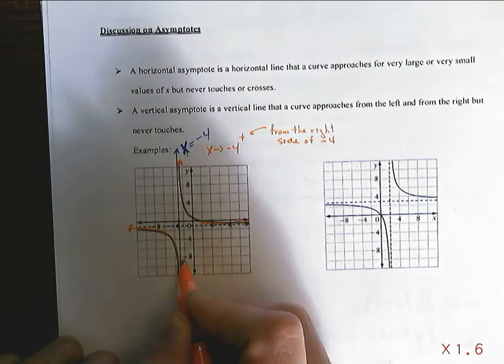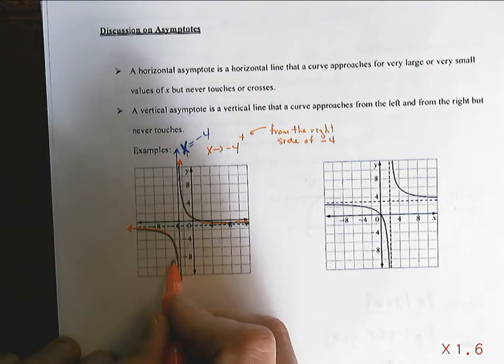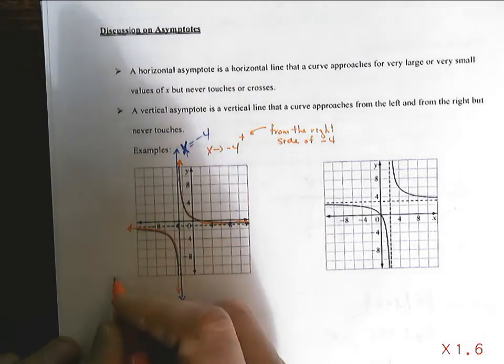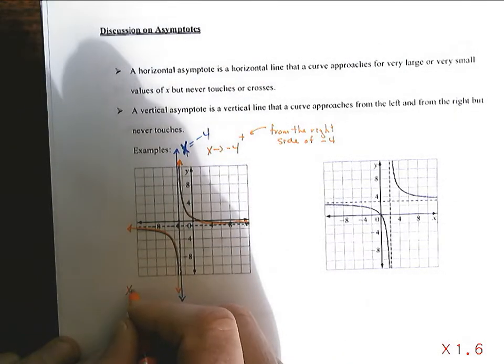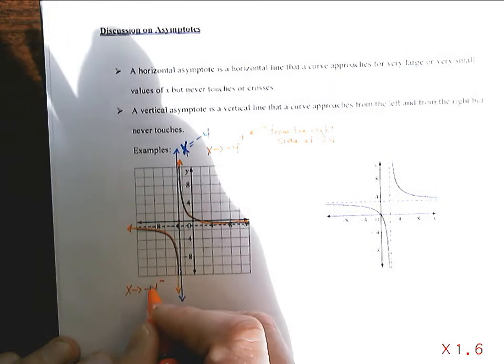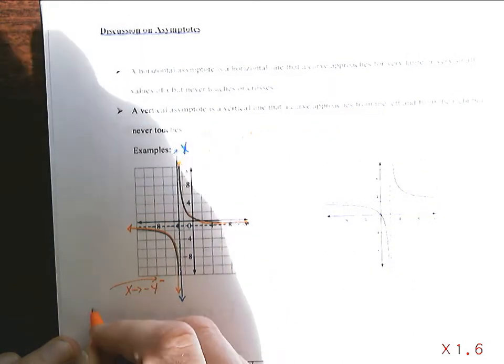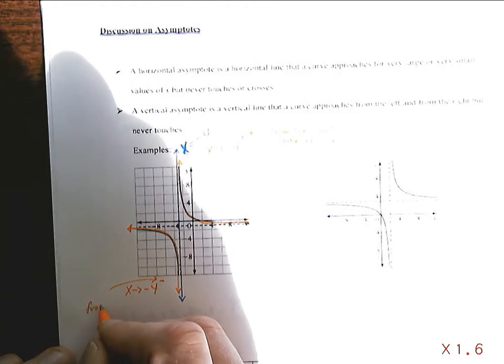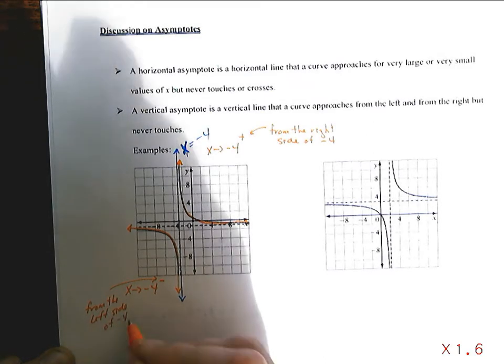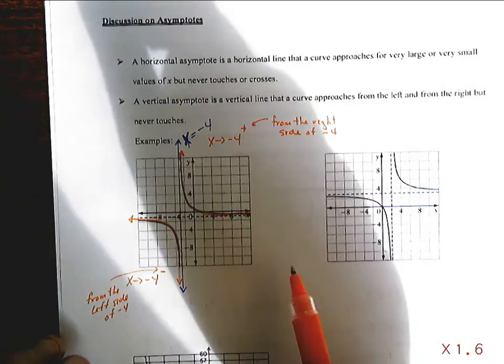And when I approach this way, so I'm approaching -4 but from values lower, on the left-hand side of -4, we say x approaches -4 from the left. And that little negative up there means from the left side of -4. Okay, so you're coming at it from the two directions.